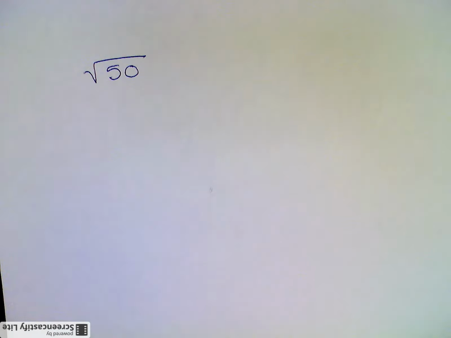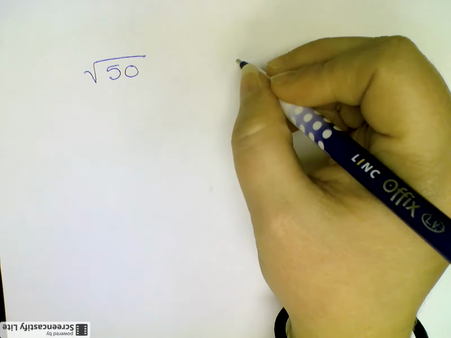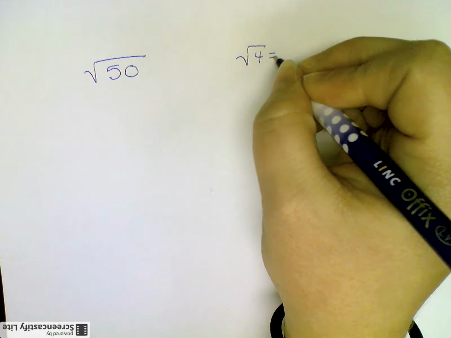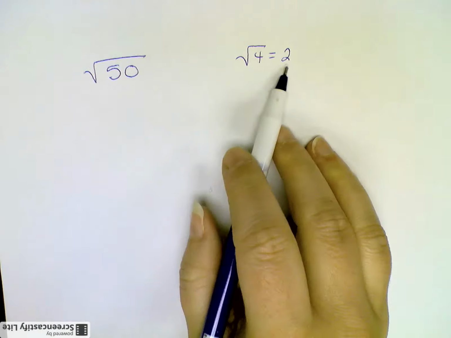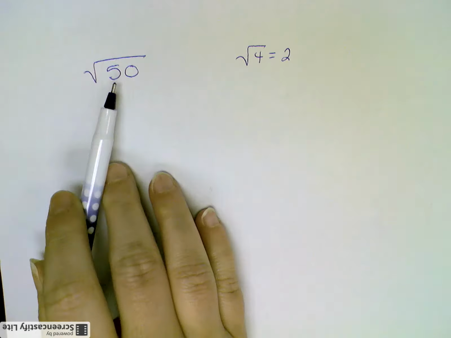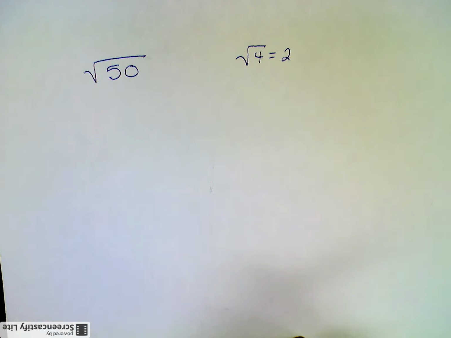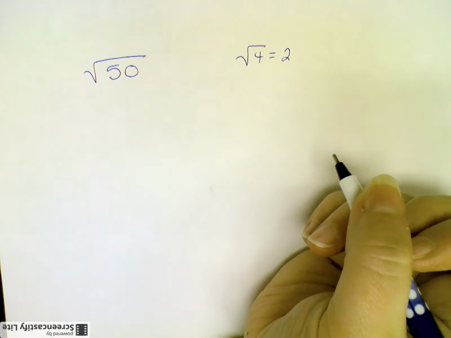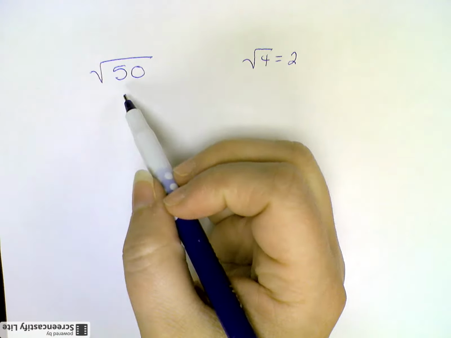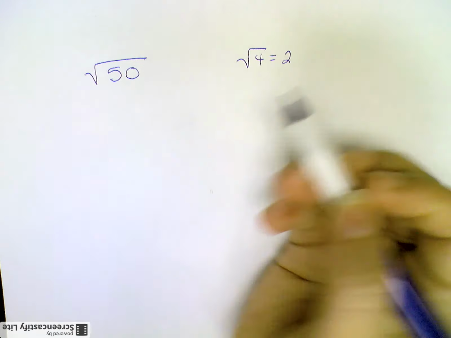Now, we've looked before at perfect squares. Perfect squares are numbers that can be written as the same number multiplied by itself. For example, the square root of 4 is equal to 2 because 4 is 2 times itself. Now, for 50, we can't do that because there's no whole number times itself that equals 50. What we're going to do is remove any perfect squares from 50.